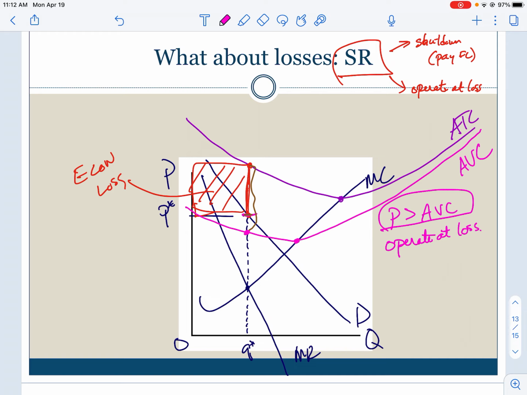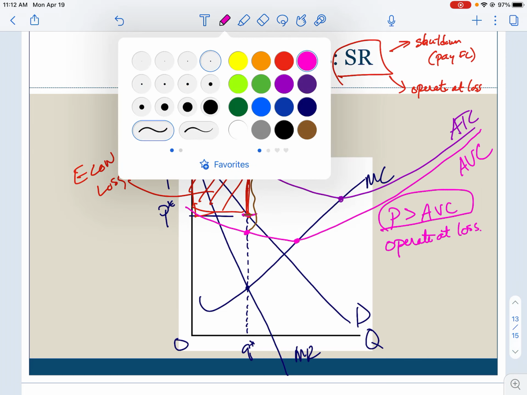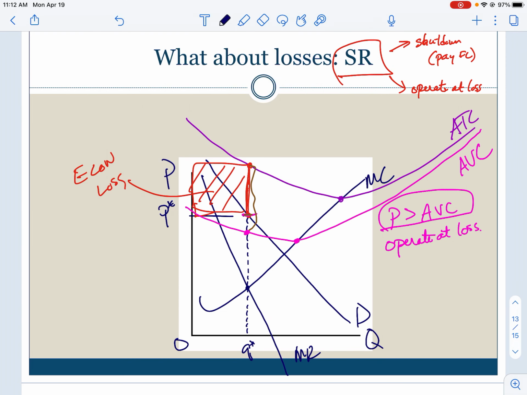Now, this is not sustainable forever, right? This is either until enough other firms leave that the demand for your firm shifts to the right to the point where you're breaking even, or until you get the opportunity to divest yourself of everything and exit. So there is the short run scenario where you choose to operate at a loss.